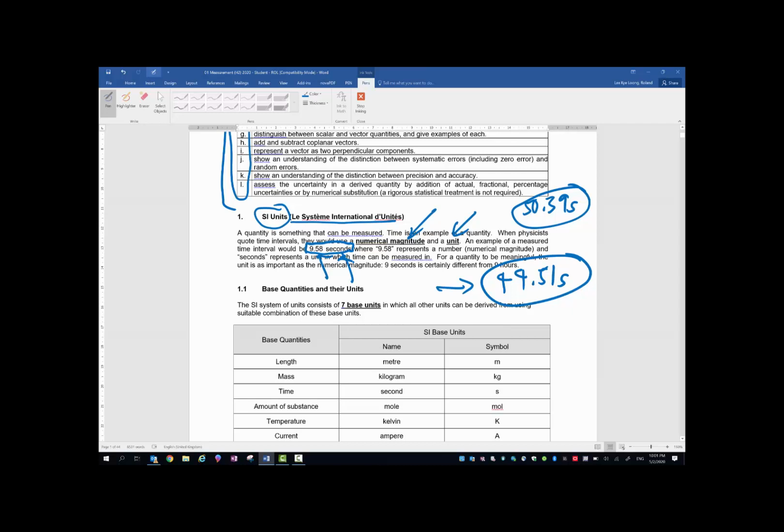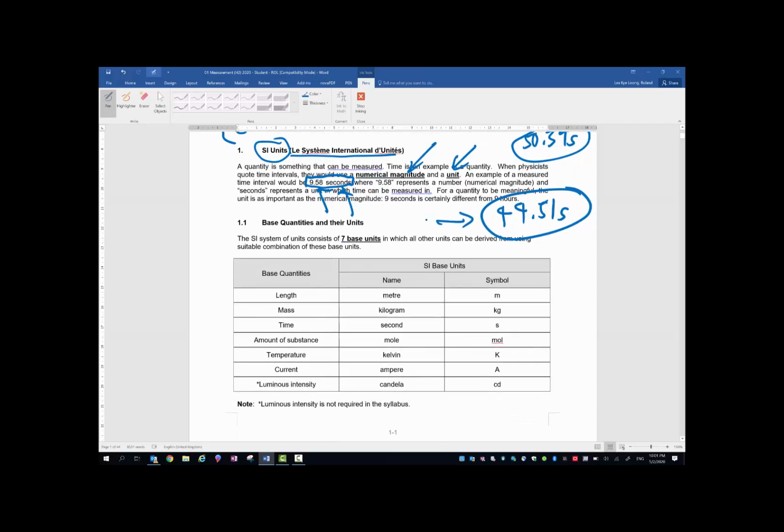Okay, now let's go back. Now let's talk about the base quantities and their units.